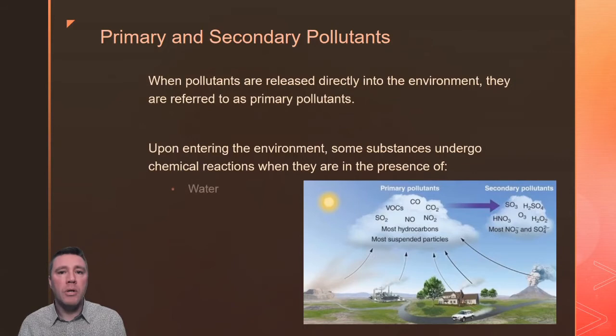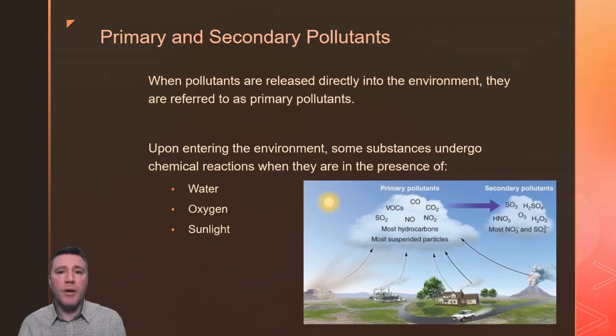For example, sulfur and nitrogen compounds react with water to form sulfuric acid and nitric acid, respectively. Both oxygen and sunlight are involved in the chemical reactions that result in ozone formation and photochemical smog, something we'll learn more about later on in this video.